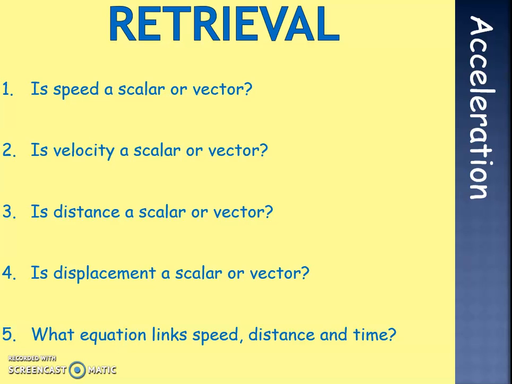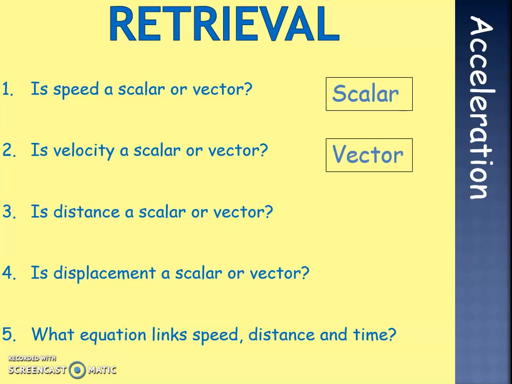Okay, question 1. Is speed a scalar or a vector? Speed is a scalar quantity. It has size, but it does not have direction. Question 2. Is velocity a scalar or a vector? Velocity is a vector. It has size and direction.